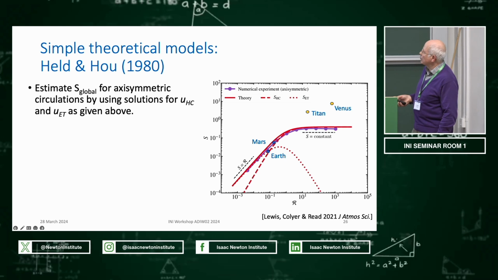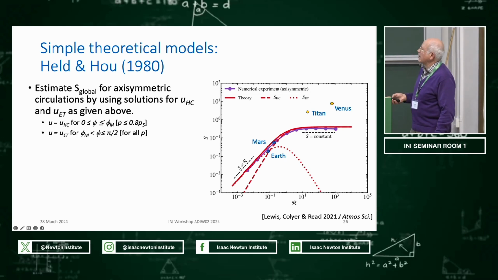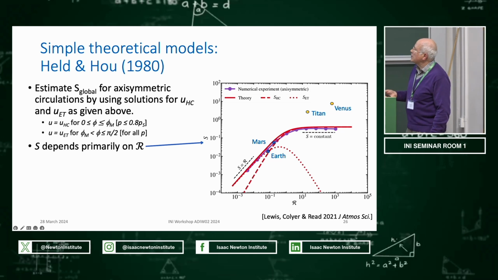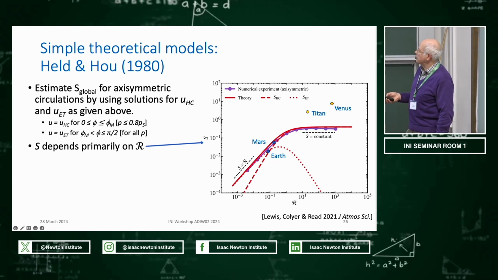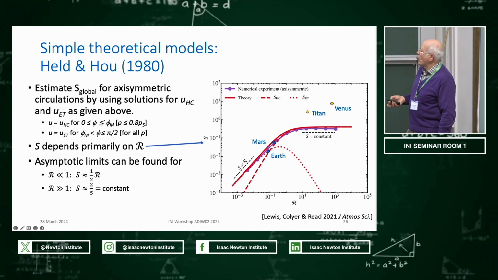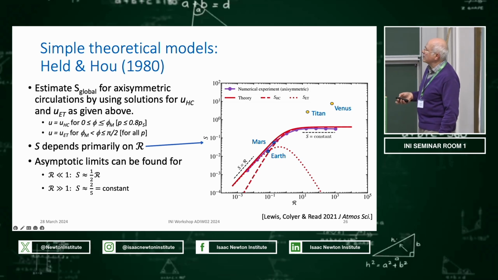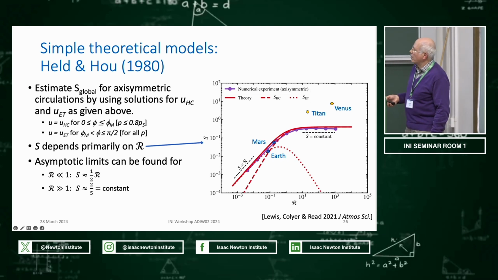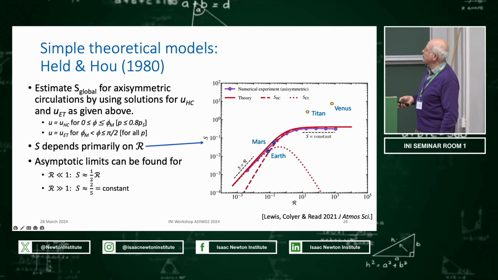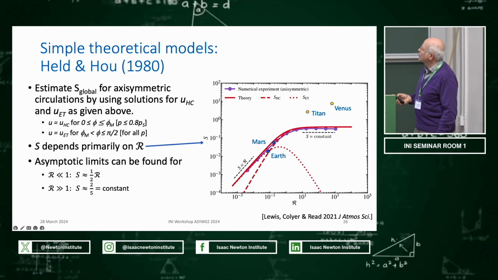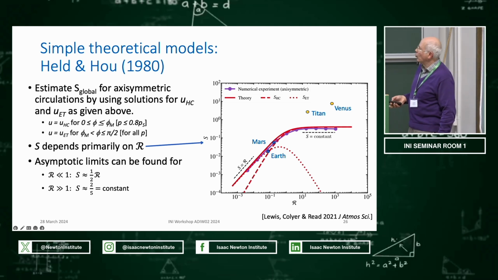And so what we can see now is that when the thermal Rossby number is very small, the superrotation index depends primarily on this thermal Rossby number, and then there are asymptotic limits that you can get for this setup. So for very small values of the thermal Rossby number, essentially a geostrophic atmosphere, the superrotation index is essentially proportional to R, whereas at very large values of this thermal Rossby number, this sort of Held-Hou type of circulation saturates at a constant value at around about 0.4.